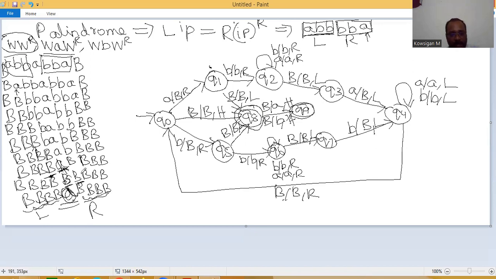Okay. If you are having WA, any separator, WA, WR means Q9 will be the final state. Okay. For B also, Q9 will be the final state. If you don't have any separator means Q8 will be the final state. If you are having any separator means Q9 will be the final state. Okay. I hope you can understand the concept behind this.